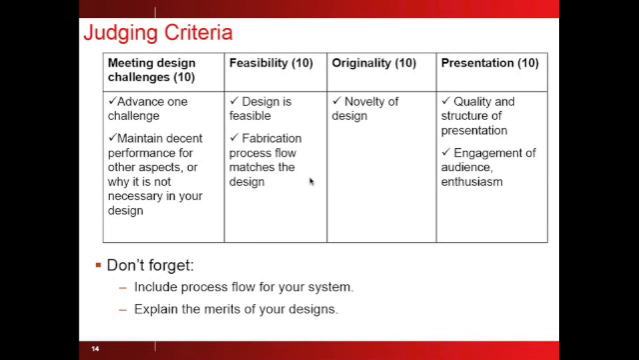And also include a process flow for your system. For example, if you're doing some microfabrication or soft lithography or something like that, include the process flow, how you would fabricate the device. Like what would be the photolithographic steps, or how would you do this? And also explain the merits of your designs, like why the system would be better than something that's being done right now, and how it will help to advance the science.